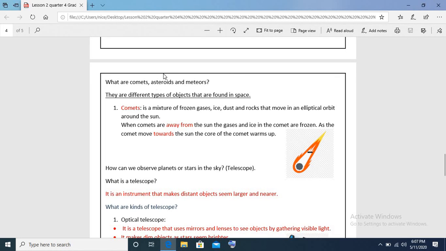Okay, we're not going to take the asteroids and the meteors. We're just taking the comets. But we have to know that the comets, asteroids and meteors, all of them are different types of objects that are found in space. Okay, thank you.